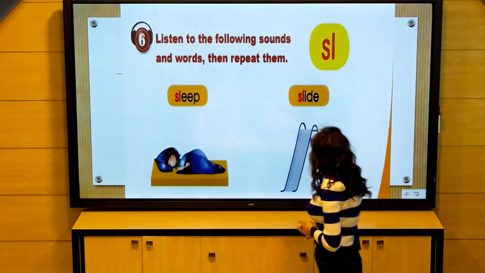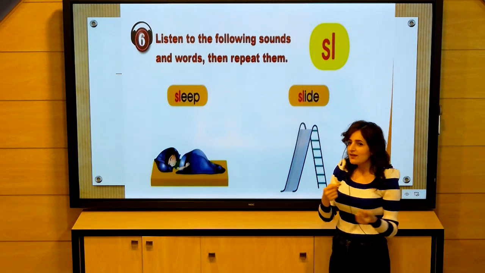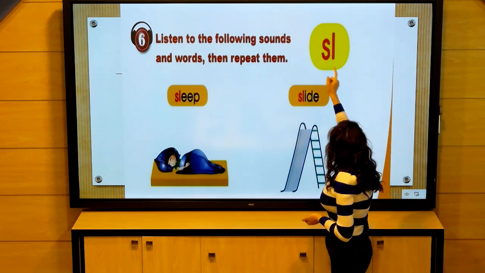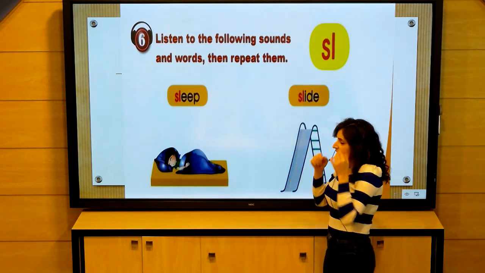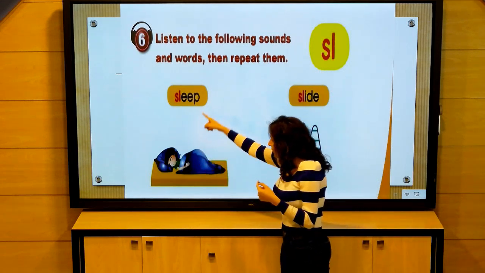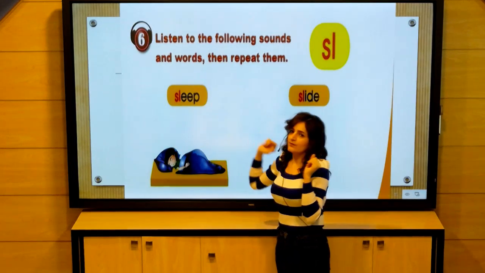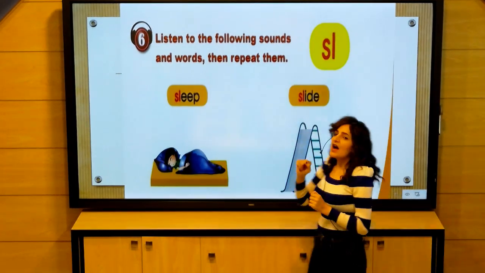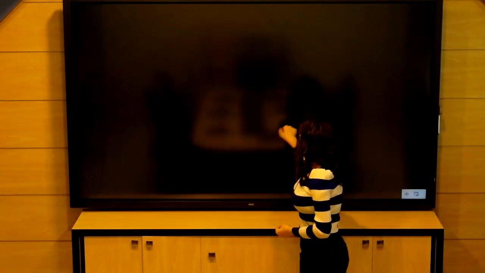Finally, listen to the following sounds and words, then repeat them. We have here SL. When the word has SL, we will pronounce the first word, sleep, sleep. Number 2. Slide, okay? Slide.